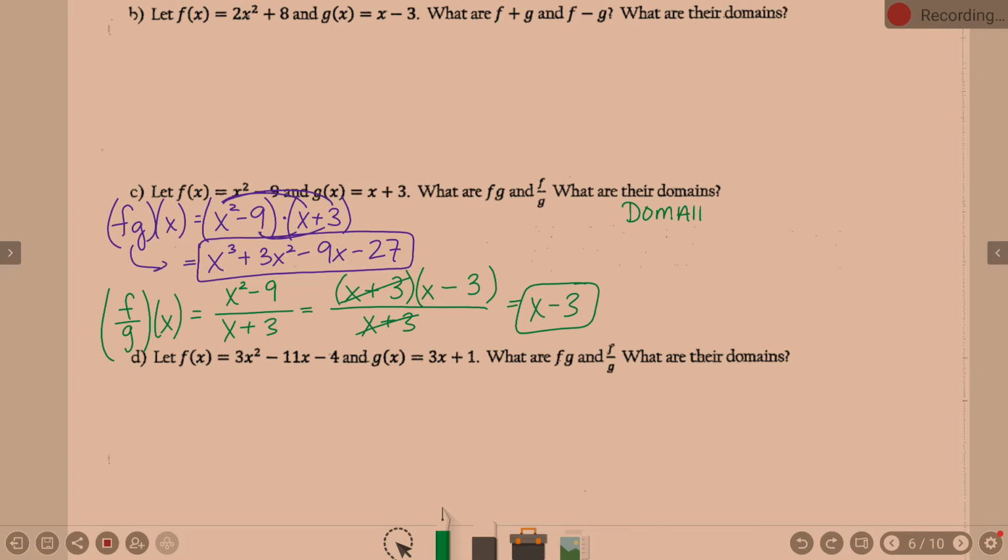Now, domain real quick. I want to get to the back side if I can. Okay. Look at them individually. Domain of f. Are there any restrictions to what I can put into f, what I can square and subtract 9 from? No. You can take any number you want and square it and subtract 9. So domain of f is all reals.